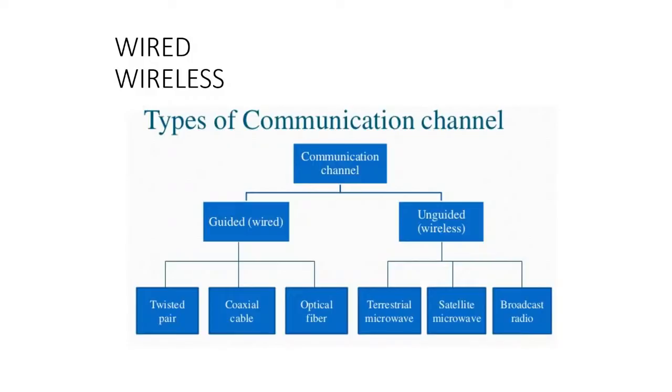And if you are taking unguided wireless communication, satellite communication is there, and after that broadcast radio, whatever broadcast transmissions are happening. And terrestrial microwave communication, which happens between the base stations, and between the satellite and the base station.